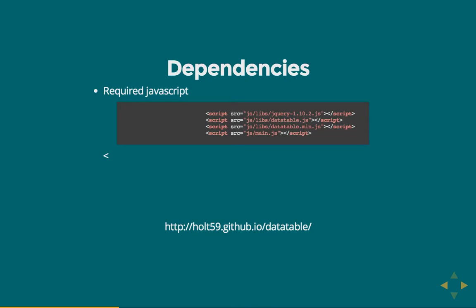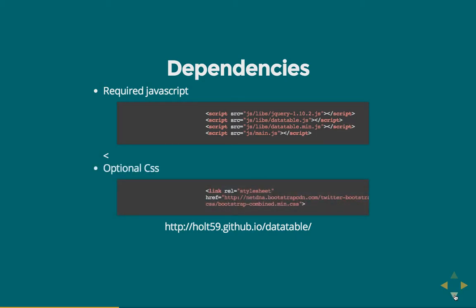Dependencies. So your required JavaScript are jQuery, and then the datatable.js or the datatable min.js. I have both shown here, but both are not required. It's either or. You're also going to need a main.js or a personal.js so you can call the datatable function. And all of the required files can be found here, http://holt59.github.io/datatable. They also have a lot of good information that goes into the different options that you can call and use.